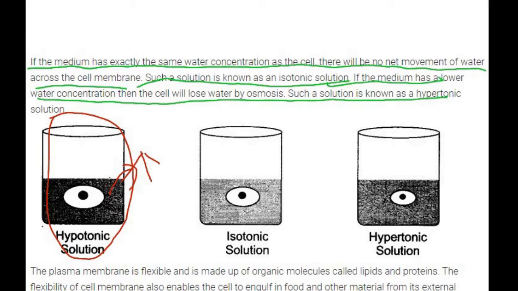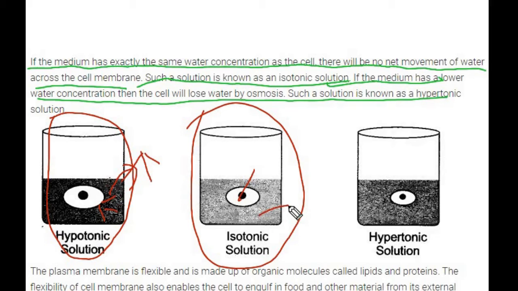So the water will move inside the cell. The cell gains the water present in its surroundings and gets swelled. If you look at this isotonic solution, in an isotonic solution the concentration of the cell and the liquid present outside it are the same. So the movement of water molecules in and outside the cell is equal. So the cell doesn't swell.